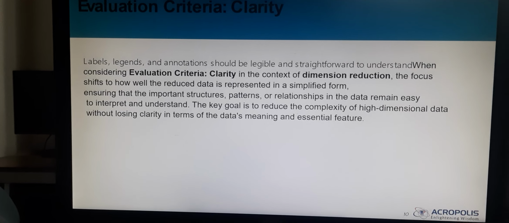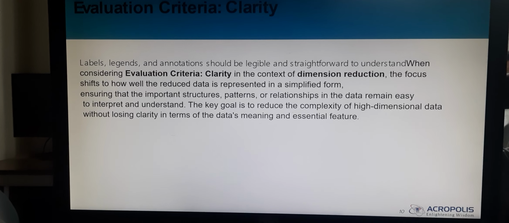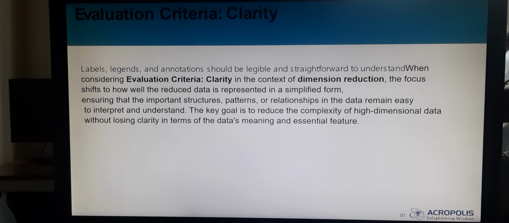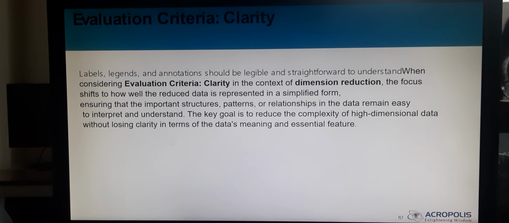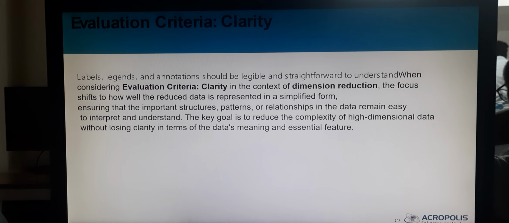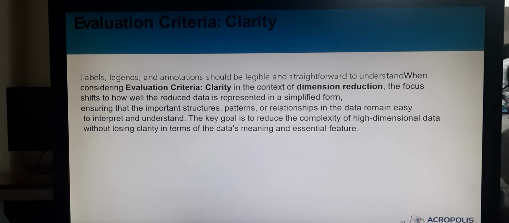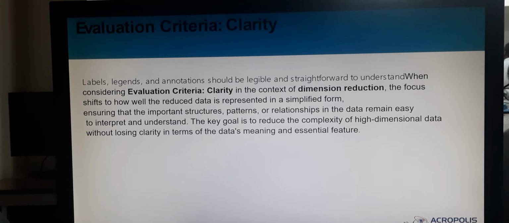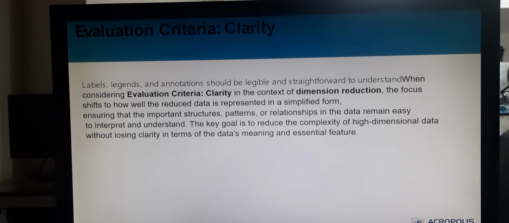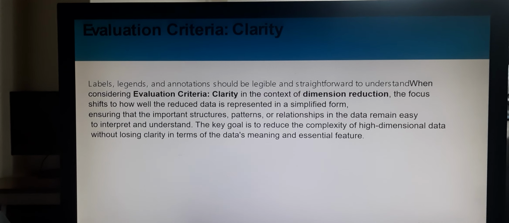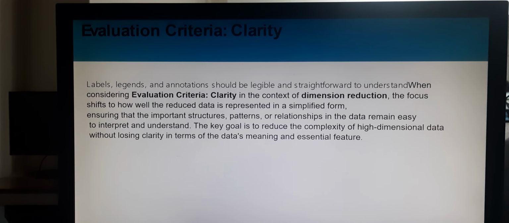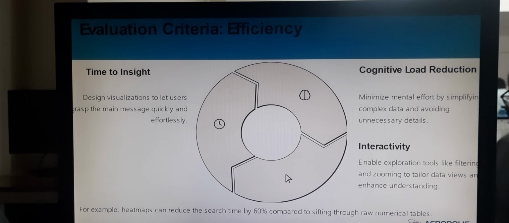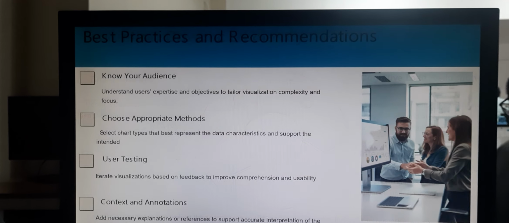Evaluation clarity. Labels, legends, and annotations should be reliable and straightforward to understand. When considering evaluation criteria in the context of dimension reduction, the focus shifts to how well the reduced data is represented in a simplified form, ensuring that the important structures, patterns, or relationships in the data remain easy to interpret and understand. The key goal is to reduce the complexity of high dimensional data without losing clarity in terms of the data's meaning and essential features. Criteria: efficiency, computational load, interactivity, time to insight.